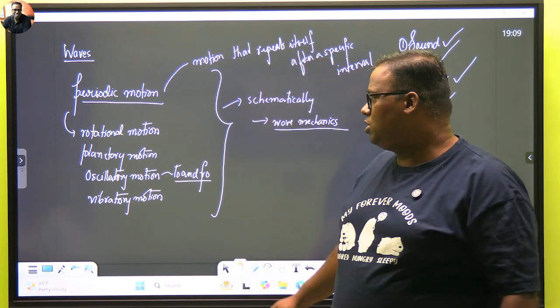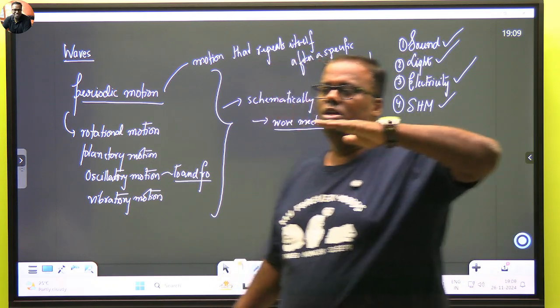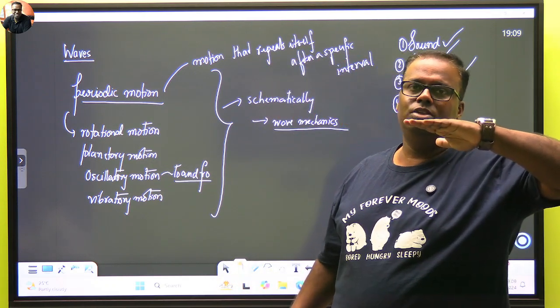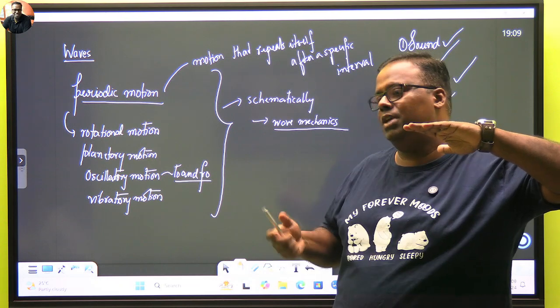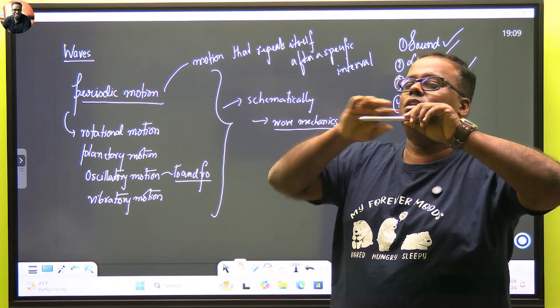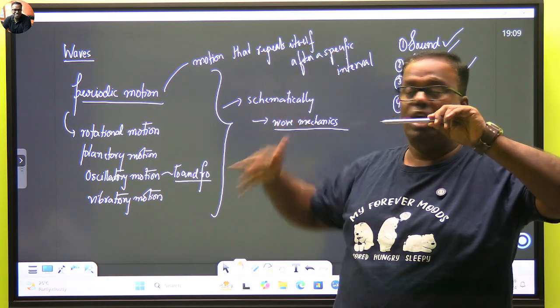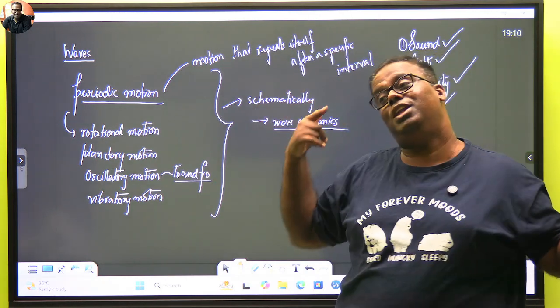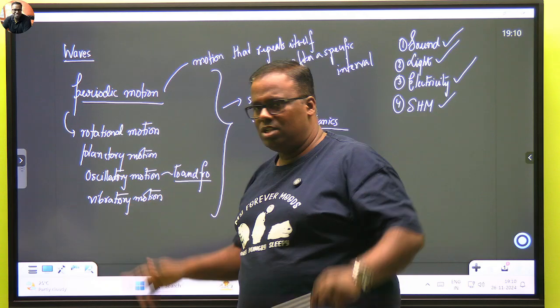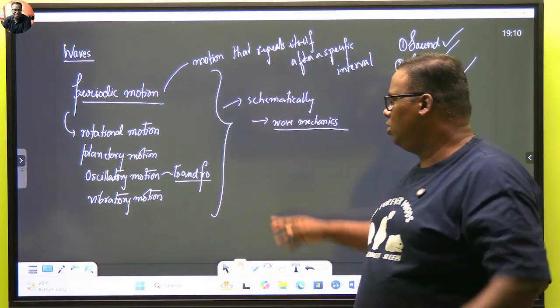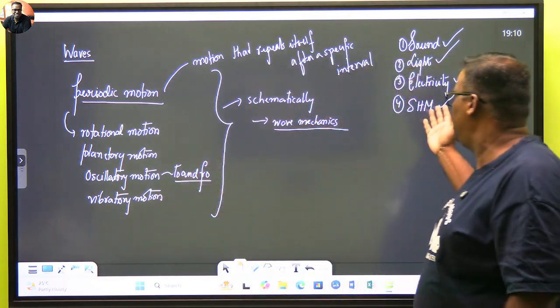What is vibratory motion? Take a guitar string and you just pluck it. The guitar string vibrates. Originally the string was here, then the string becomes a bow on the top side and a bow on the bottom side. Tang, tang, tang, it is vibrating, and vibrations create sound. That is why to study sound we also need waves. Okay? And what is the difference between oscillatory and simple harmonic?